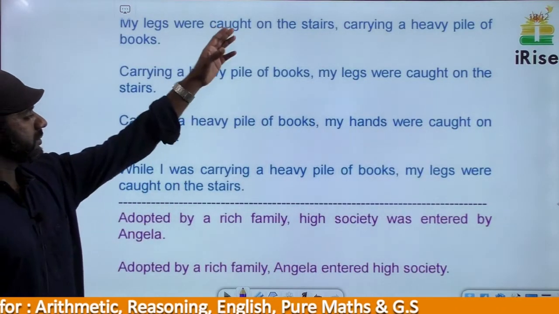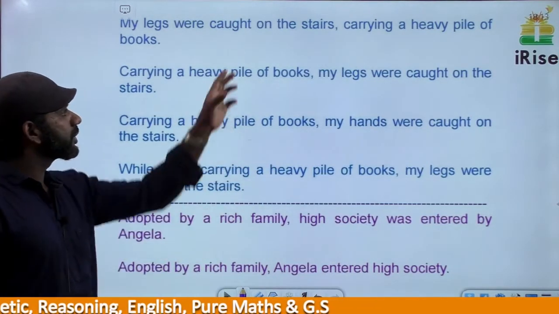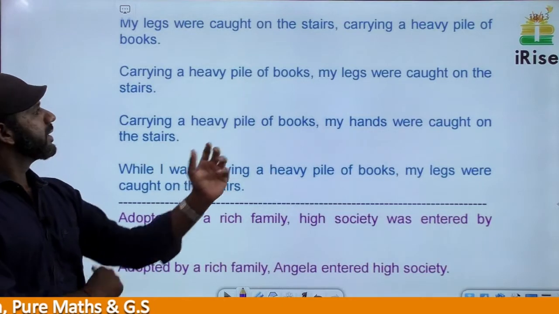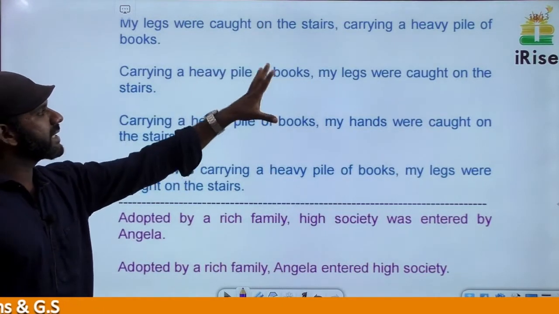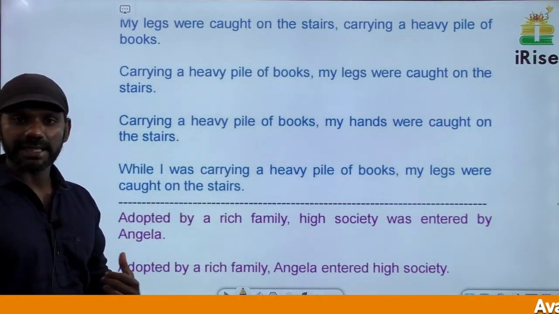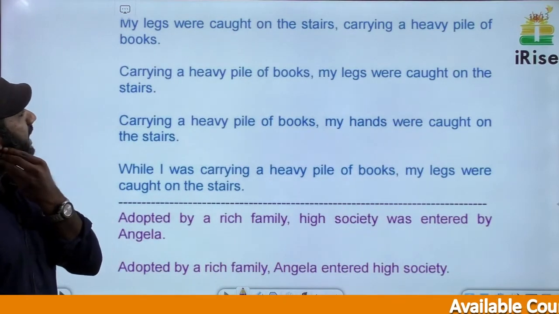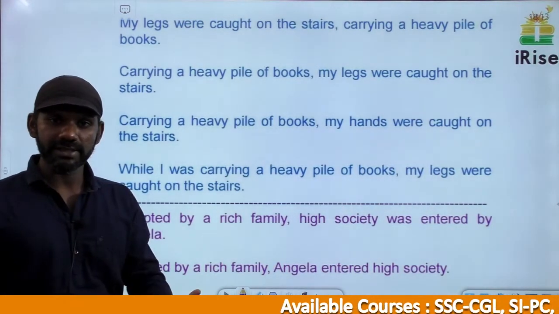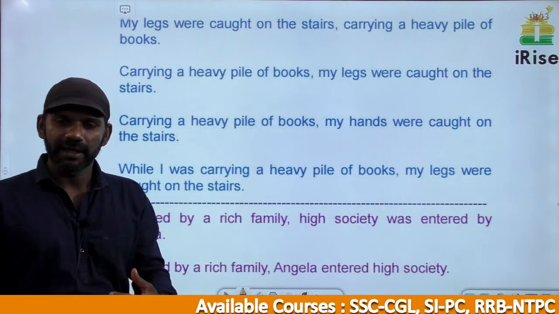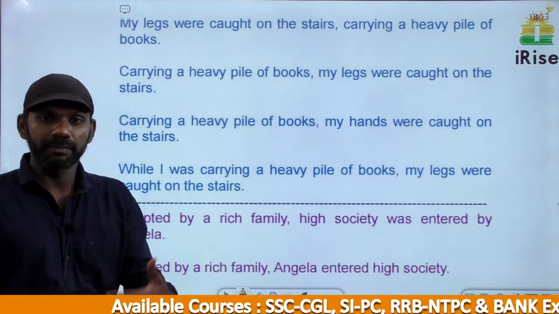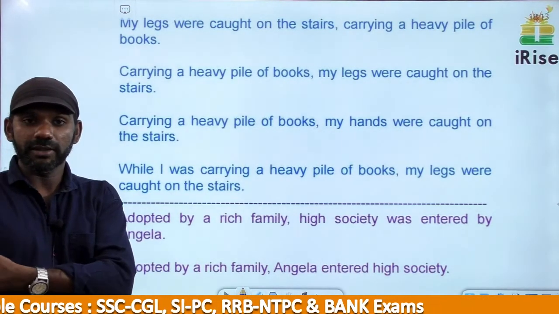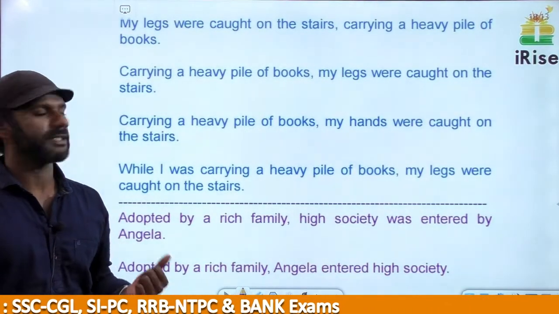Come to these 4 sentences. Come to the first 3. My question is, leave the last one. This one you leave. My question is, which of these 3 sentences makes sense? My legs were caught on the stairs. You know what is meant by caught on the stairs, right? While walking, our legs can get caught somewhere. We stumble and fall down. Our shirt can get caught. A shirt can get torn. Hands can get caught. Right.